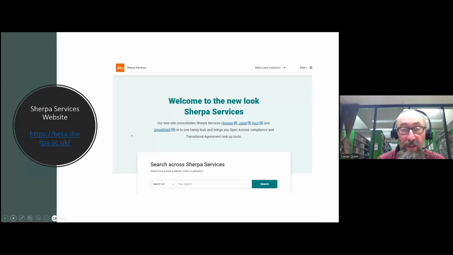Sherpa Services do that as well, and this brings you open access compliance and transitional agreements lookup tools. So it's going to tell you how to be compliant with any funders' requests, copyright restrictions by publishers, but also any transitional agreements lookup tools. So it'll tell you what journals are covered by various agreements. You can check that there as well.